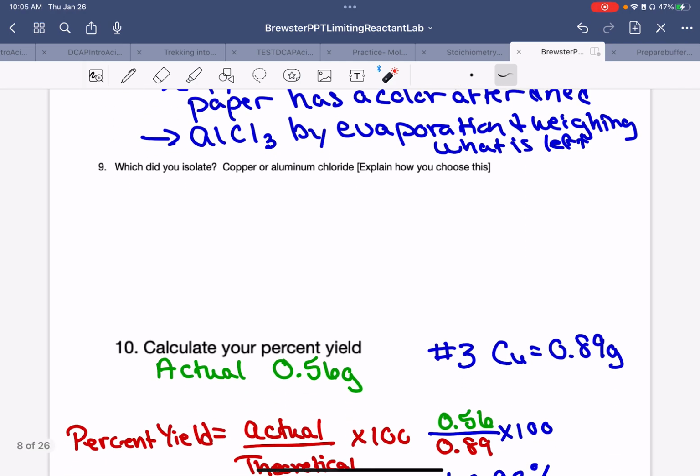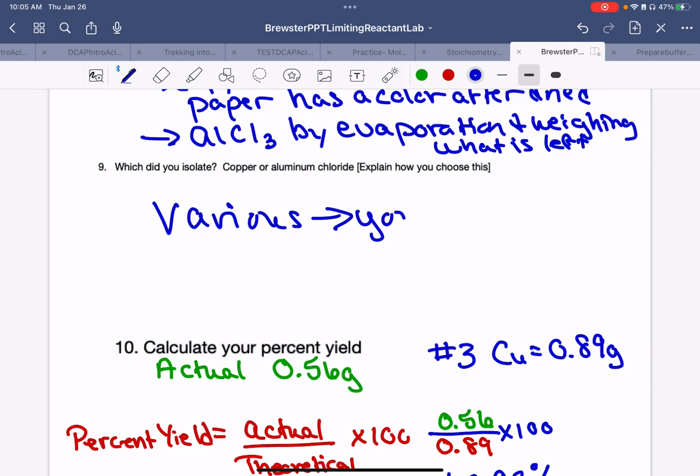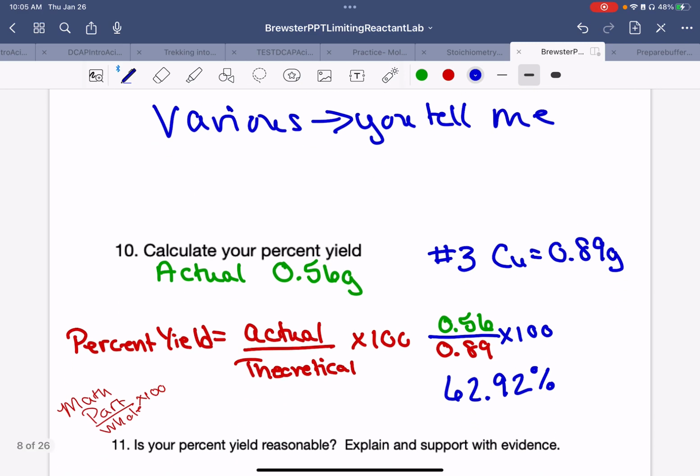Number 9, which did you isolate? So this is up to you. You have to tell me. Okay, so that's open to you. Most of you all have filters, so that's how you're isolating your copper.